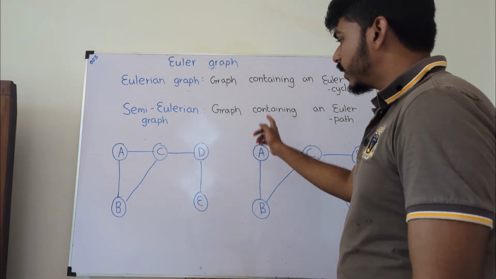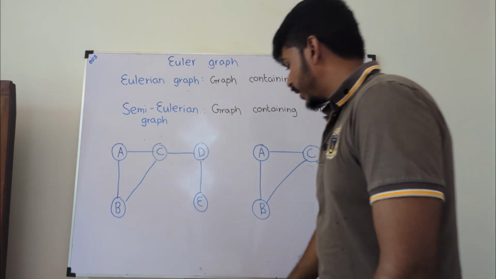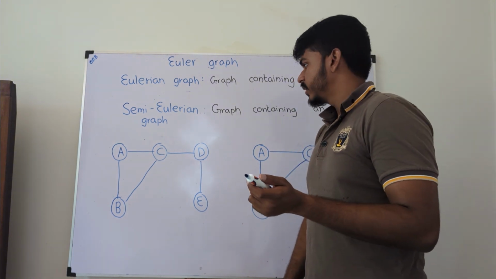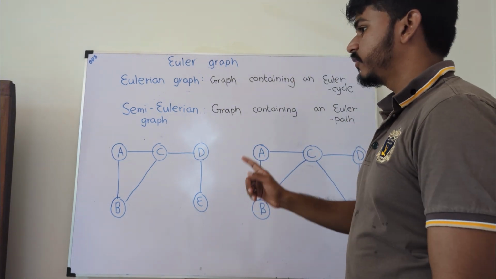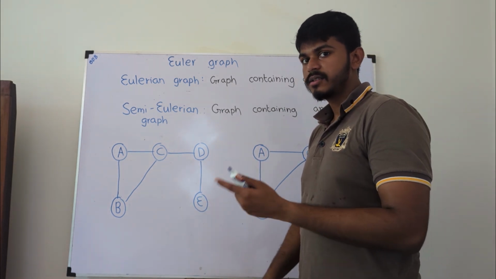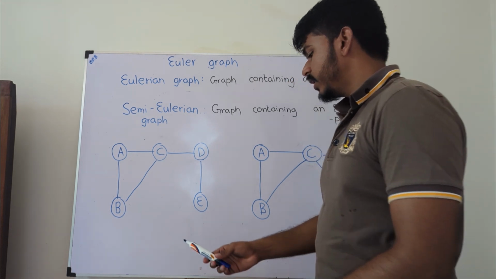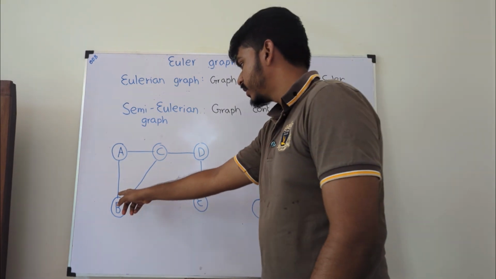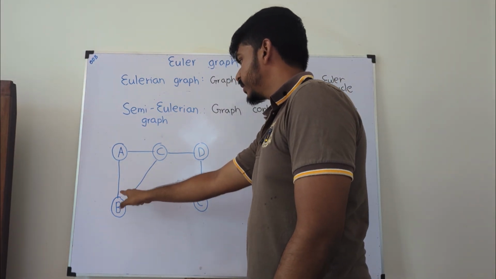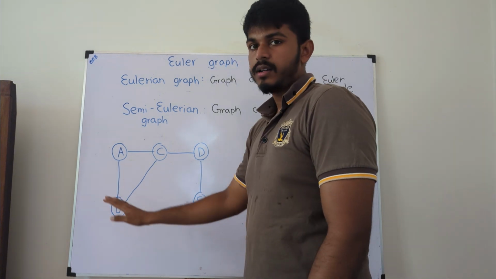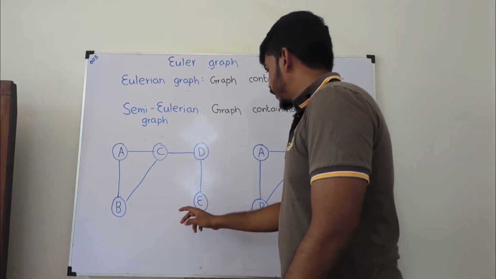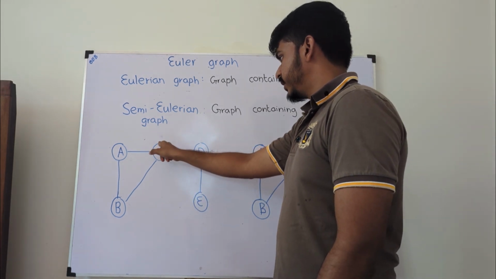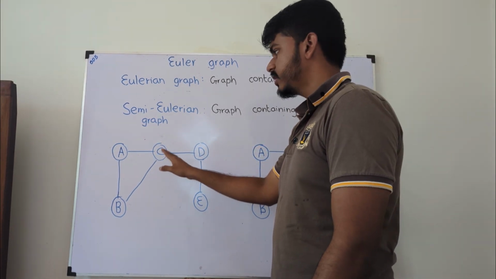So I have taken the previous two examples again. Here you have to always consider that in a semi-Eulerian graph we have to always start at a vertex that contains an odd degree. So here we can't start at a vertex that contains an even degree. You can see this B vertex has degree 2, so we can't start at that vertex. We have to start at vertex E, which has degree 1, which is odd, or vertex C, which has degree 3, which is odd.